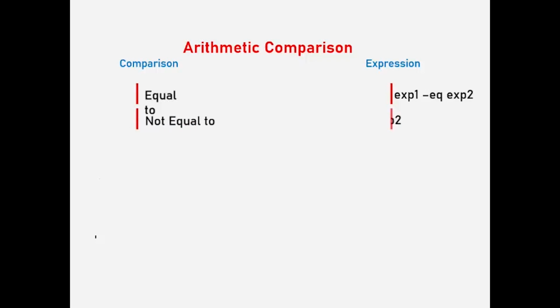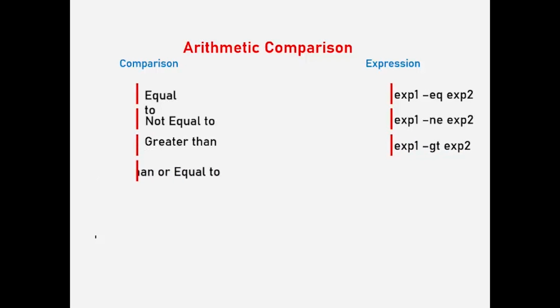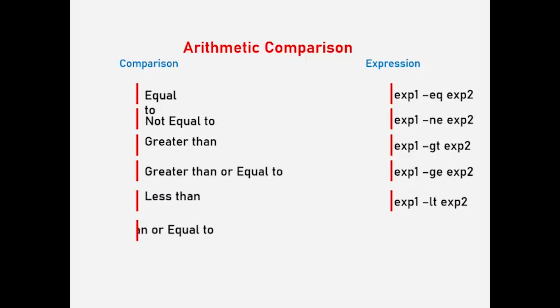Now let us see what are the various operators that we can use for arithmetic comparison. For equal to, you should use -eq, minus eq, not the equal to sign. For not equal to, you will write -ne. For greater than, you will use -gt. For greater than equal to, -ge. Similarly, for less than, -lt, and for less than equal to, -le. So I have already shown you one example.